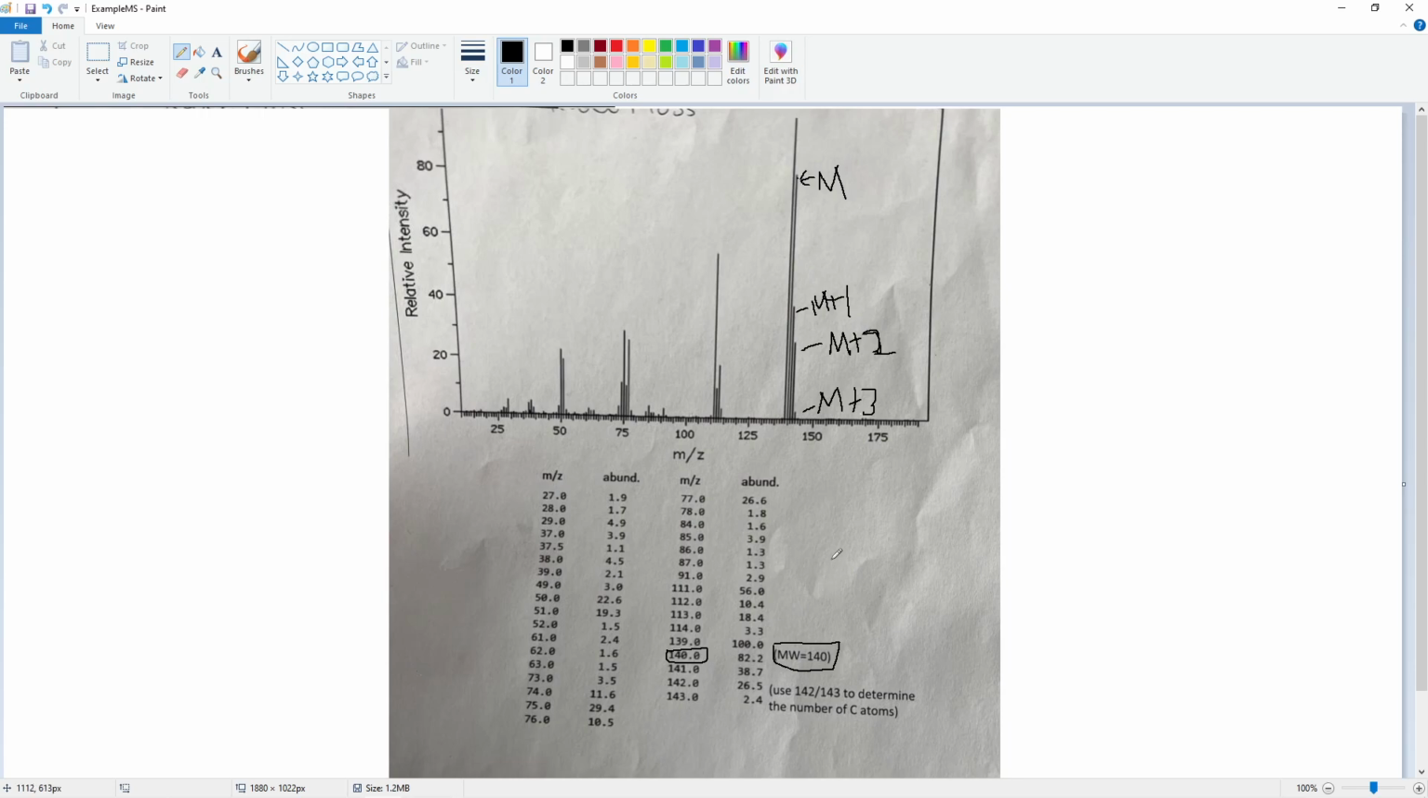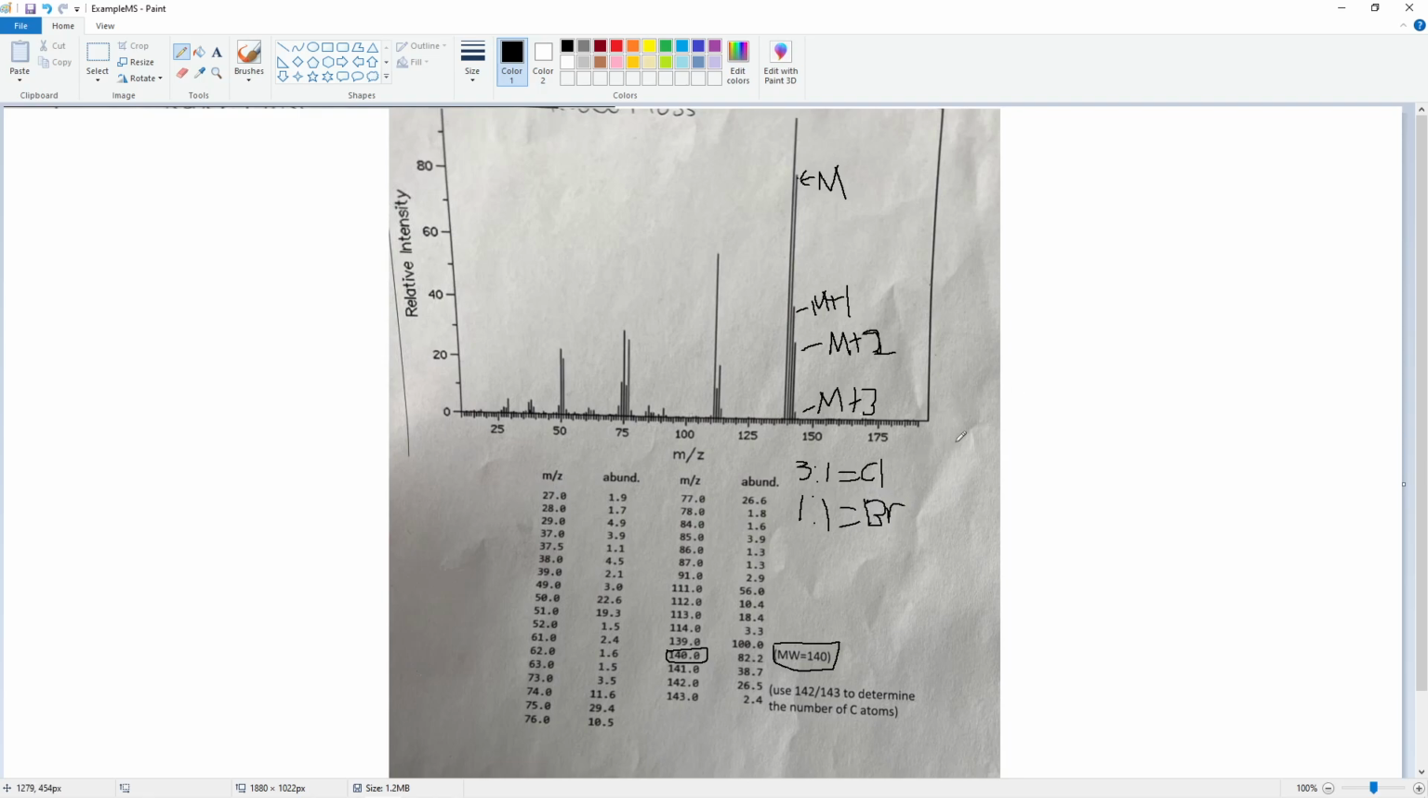When you're looking for halogens, first off, you should look at your M, and if you have an M+2 peak, you should look at that. In my case, the M peak is about 3 times as tall as the M+2 peak, which indicates a chlorine. So if you have a 3:1 ratio, that means you have Cl. On the other hand, if you have a 1:1 ratio, so if your M+2 is the same height as your M peak, that's bromine.